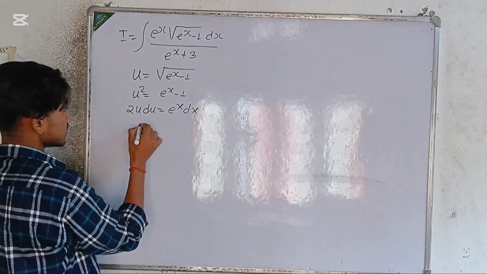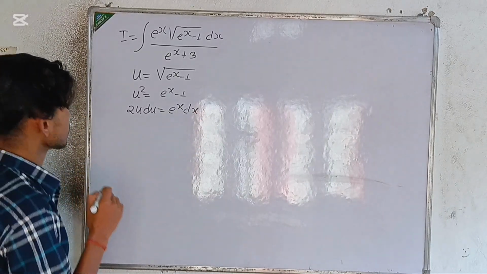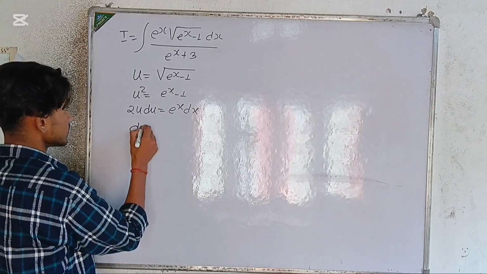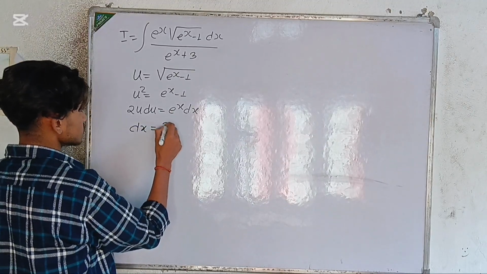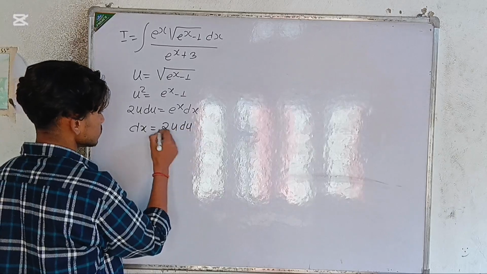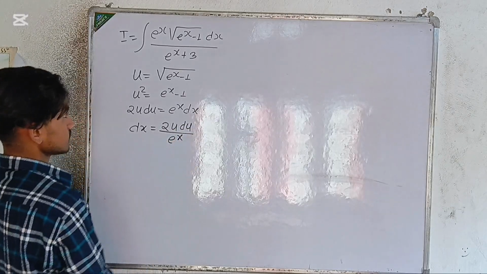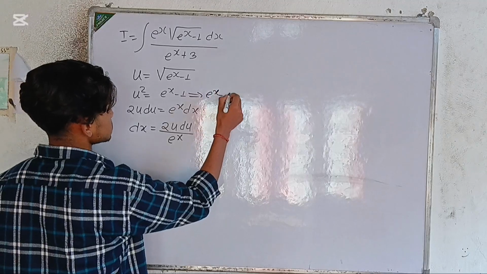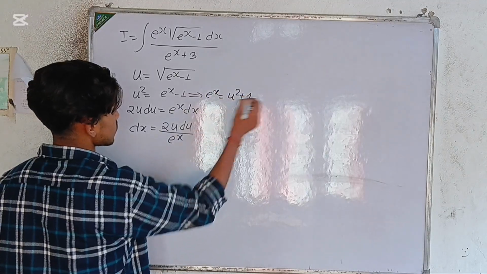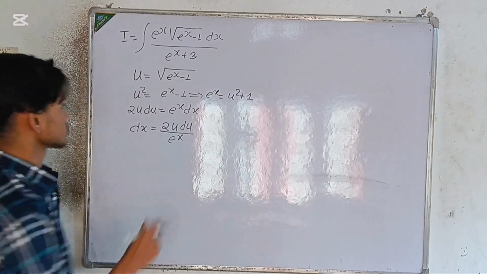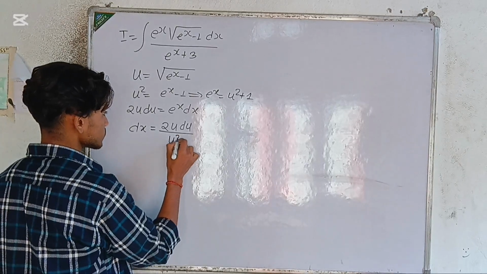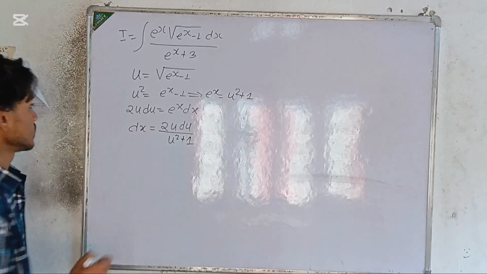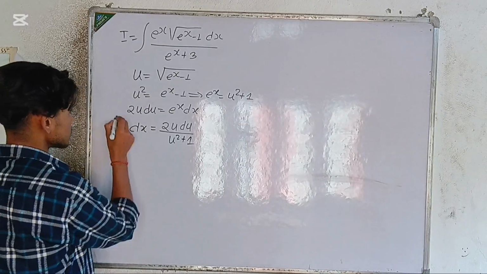And simply, in terms of dx, we can write dx is 2u du over e raised to x. So e raised to x is u squared plus 1, right? So in terms of e raised to x, we can write u squared plus 1. So dx is this much.